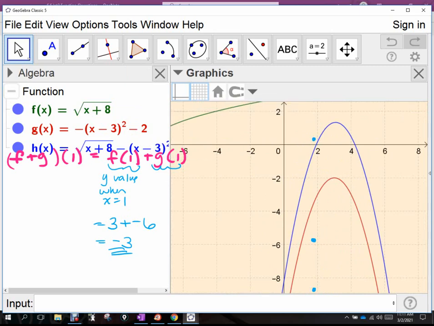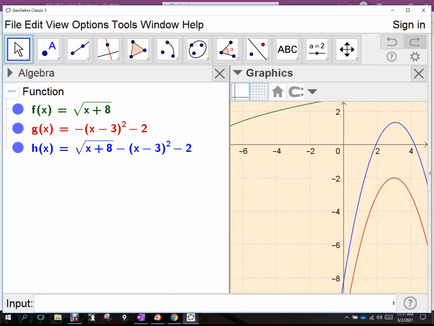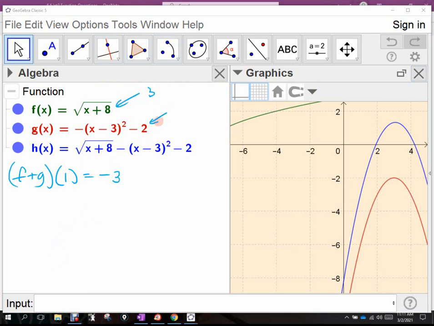Now, here's my question. Remember, we found that f plus g of 1 ended up giving us negative 3, right? But we found that by first getting the 3 here, and that plugged in there and gave us a negative 6. Can I do the same thing by plugging in 1 right there?